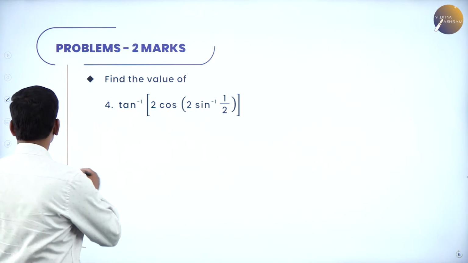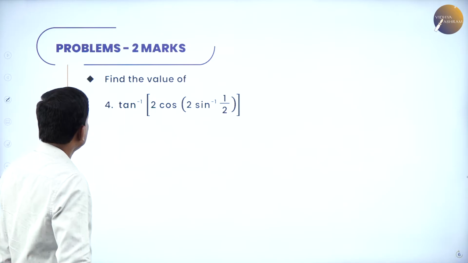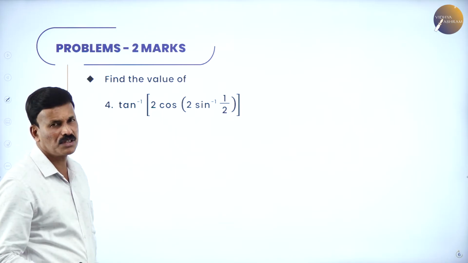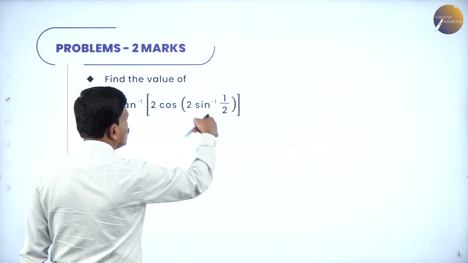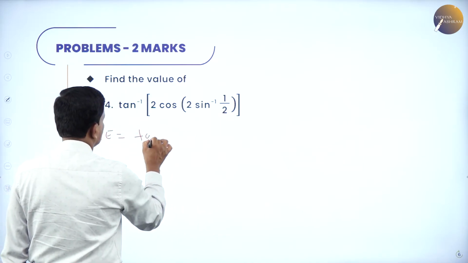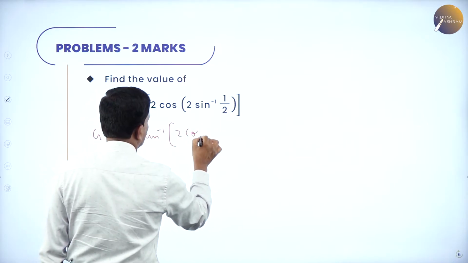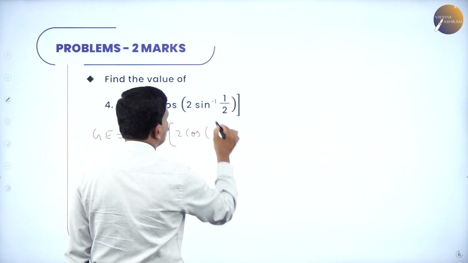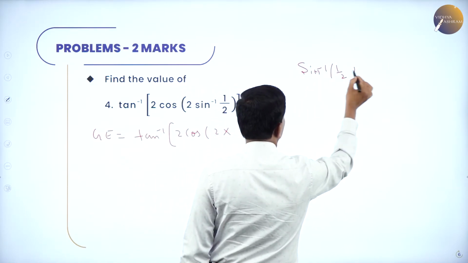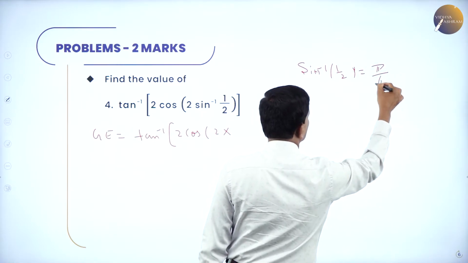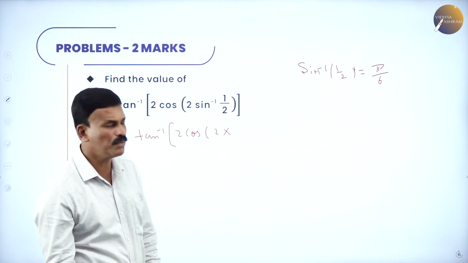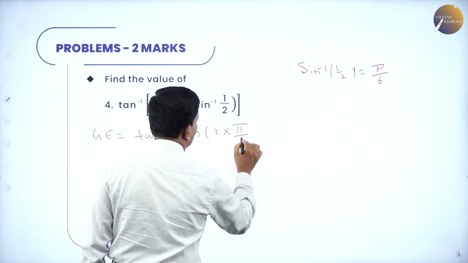The next problem is also a very important problem. Find the value of tan inverse of 2 cos of 2 sine inverse 1 by 2. First find out the value of this inverse trigonometric function. Now this given equation can be written as tan inverse 2 times cos as it is, again 2 into, what is the value of sine inverse 1 by 2? Sine inverse of 1 by 2 is always equal to 30 degrees. That is nothing but pi by 6 radians, because sine 30 is 1 by 2, sine of pi by 6. So this can be written as pi by 6.